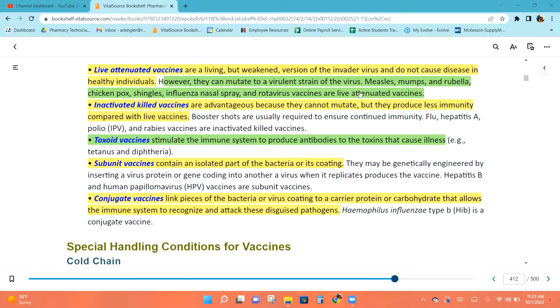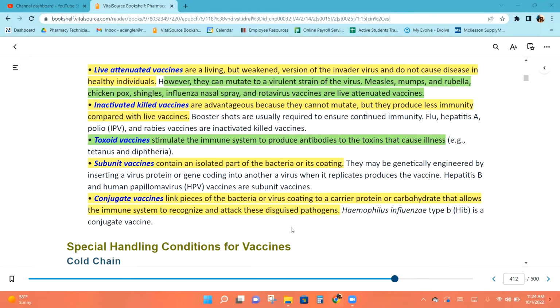Subunit vaccines contain an isolated part of the bacteria or its coating. They may be genetically engineered by inserting a virus protein or gene coding into another virus when it replicates to produce the vaccine. Hepatitis B and HPV vaccines are subunit vaccines.